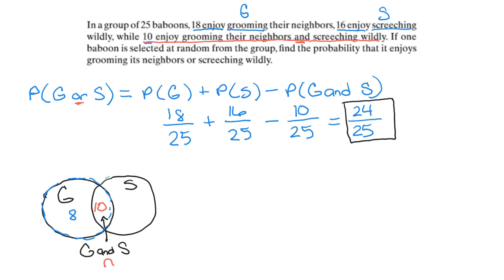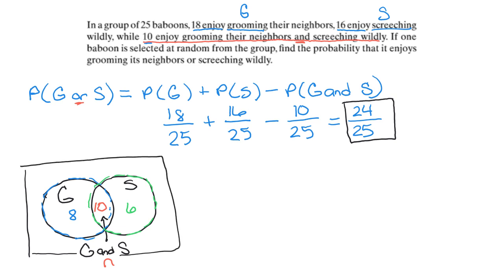All right, and then for the screeching here, I'm going to put this little green line that goes around the circle. The screeching has a total of 16. That innermost portion is 10, and 10 plus 6 will give me the 16. All right, so if you take a look at this right here, remember this is all inside your universal set. If you take the 8 plus the 10 plus the 6, you will get 24, which is that numerator.